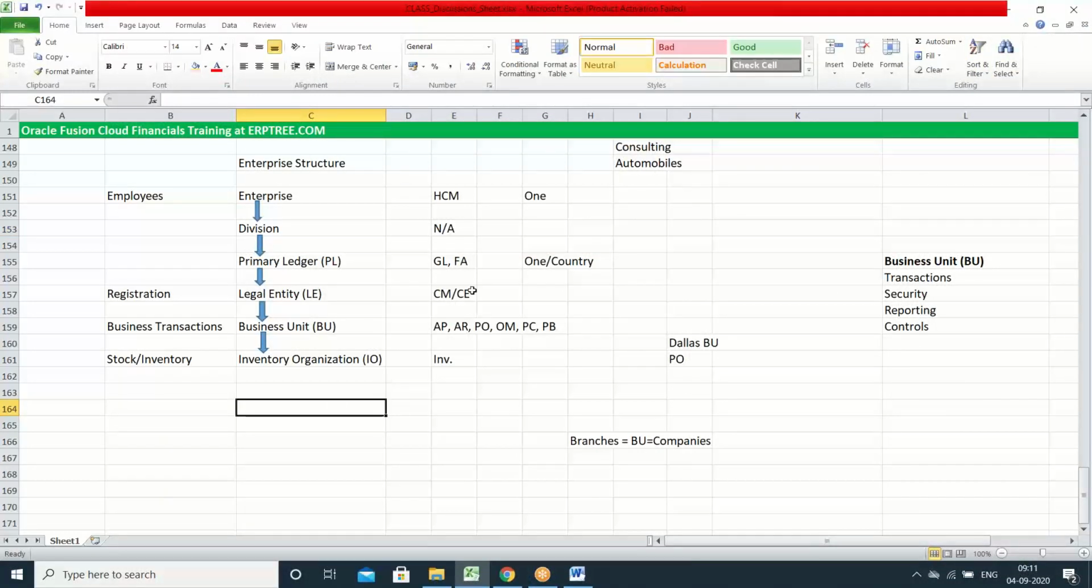Now, okay, any questions on these points, please? This is what we call enterprise structure. When you do the implementation for any company, we have to create this in the system. In our classes, we'll see how to create all of these from scratch. Any questions on these points, please?